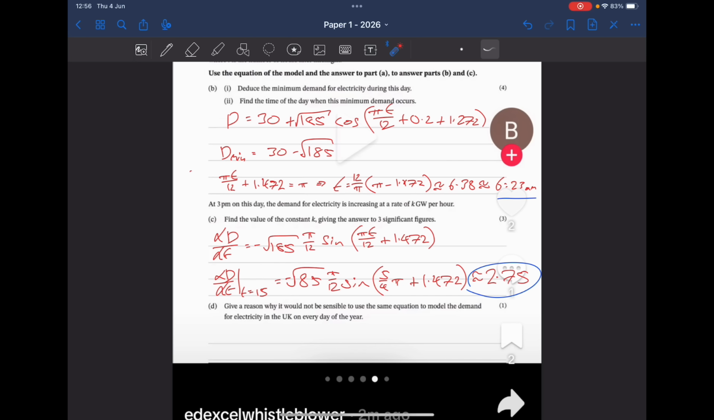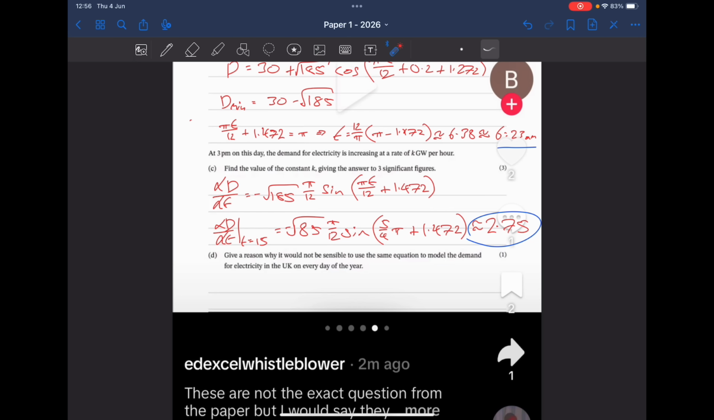Was that the same as yesterday? Yes, it was. Everything else has been as well. Give a reason why it would not be sensible to use the same equation to model the demand for electricity in the UK on every day of the year. Well, it's not going to be the same every day, is it? There are lots of ways you can explain this.